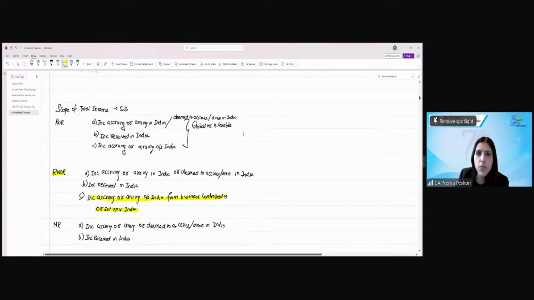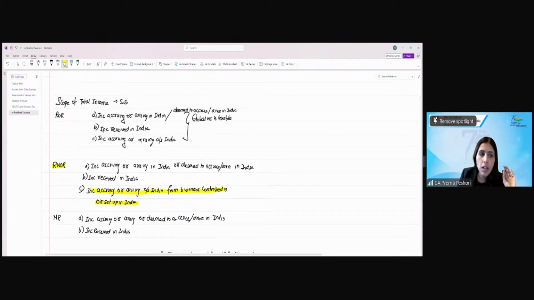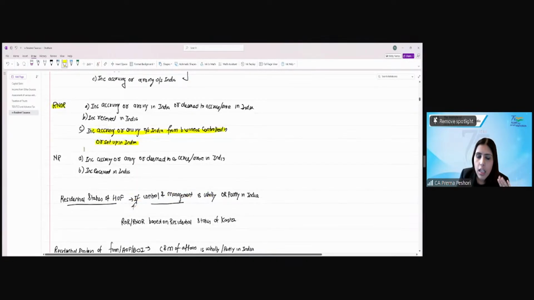So this is the distinction between ROR and RNOR. ROR, all the income is globally taxable. RNOR, these three. And NR, only the income accruing or arising or received in India. This RNOR category is created so that it doesn't happen that when you are becoming a resident in India for the first time, your global income gets taxed. We are giving you relief for 2 years until you become ROR. And in between that period, we'll only tax these things.